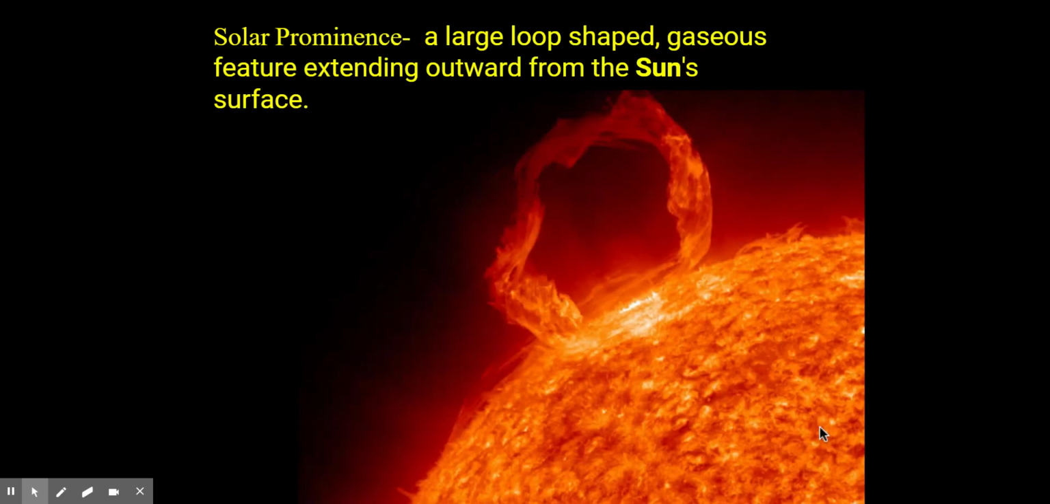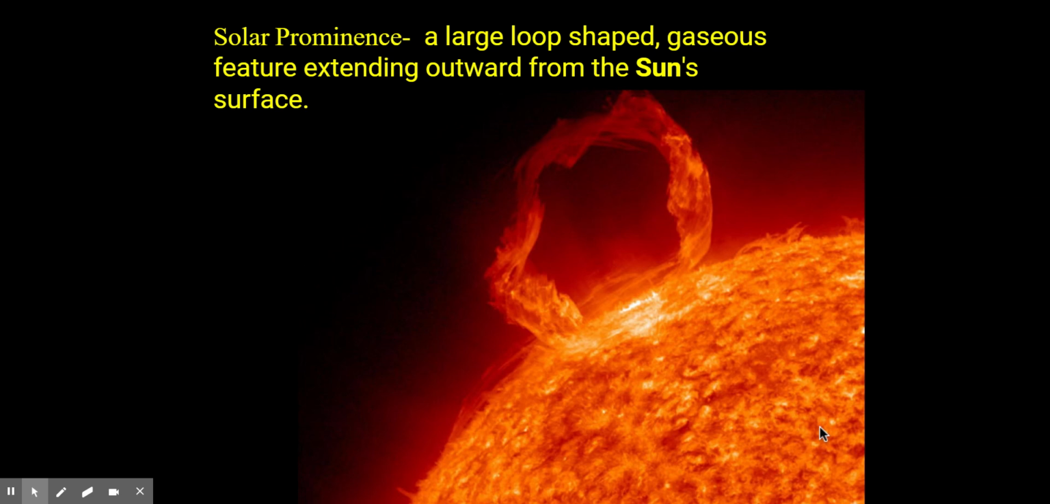Another feature that we see is a solar prominence. A solar prominence is a large hoop-shaped or loop-shaped gaseous feature. Sometimes it starts out as a solar flare, and then the flare actually comes back around and connects back to the sun's surface. Sometimes these rings just start out and the ring just grows larger and larger as it extends outward from the sun's surface.